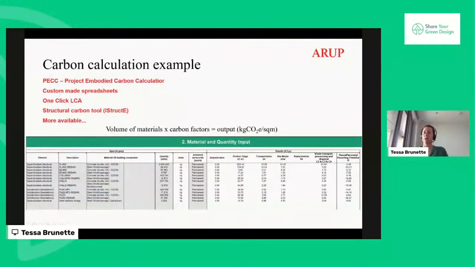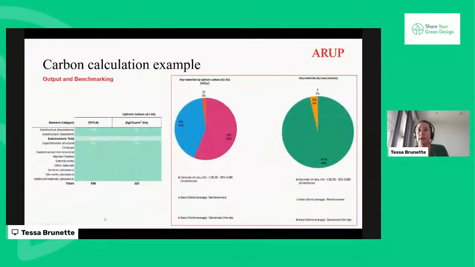Then the second step is we put those volumes into a calculator. And again, this is a particular tool, but there are loads of tools available. This happens to be an in-house ARUP tool, but there are loads available, and they are freely available as well. But also, you don't have to use the tool. It can be a hand calculation. Don't let that hold you back. And then we get the outcomes.